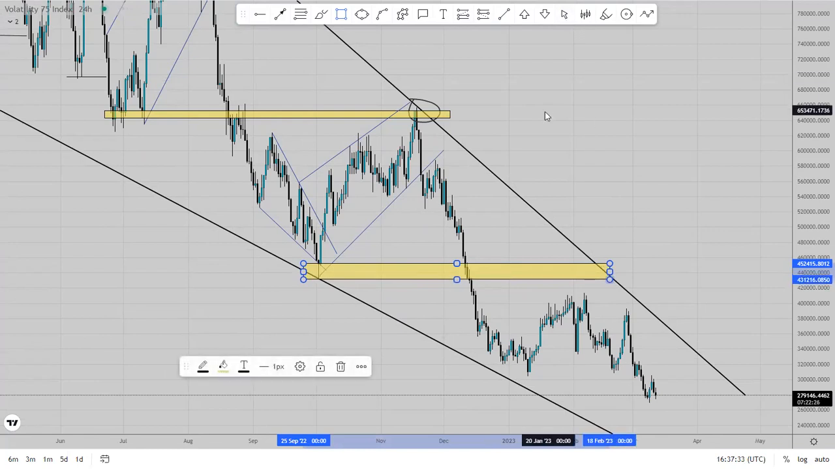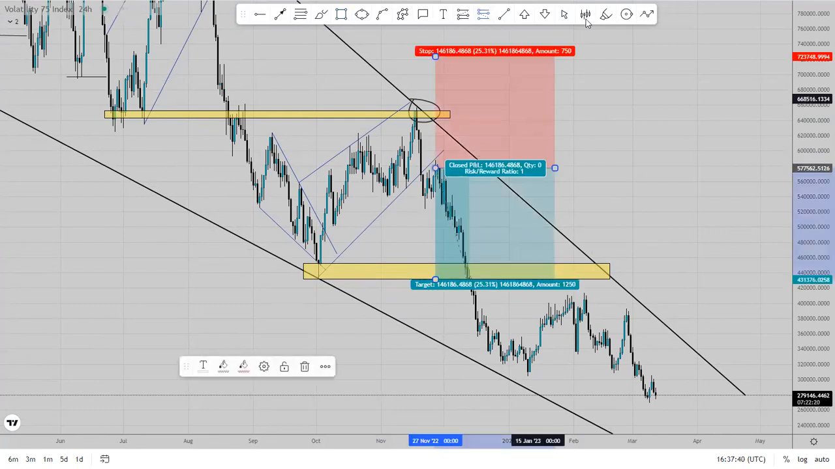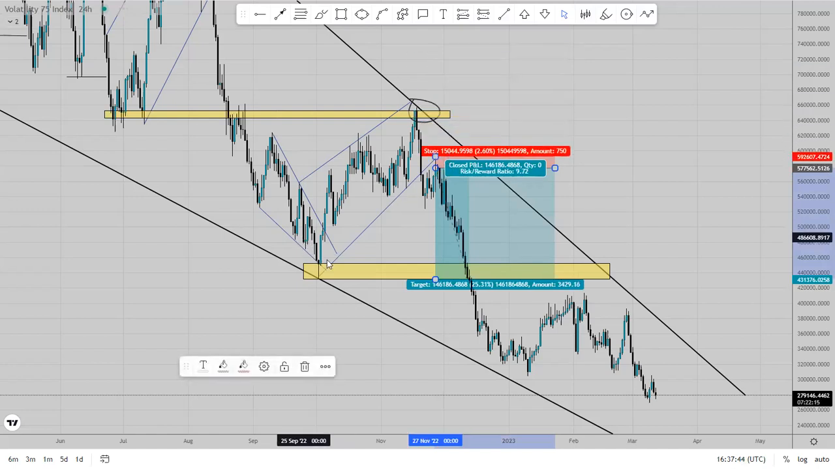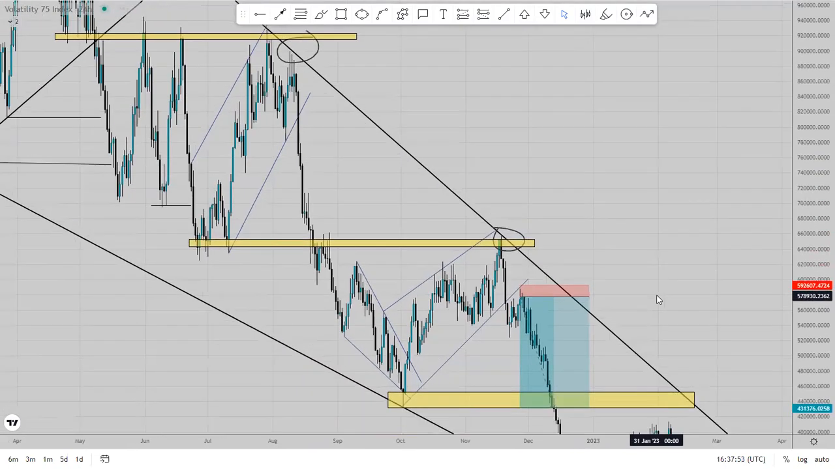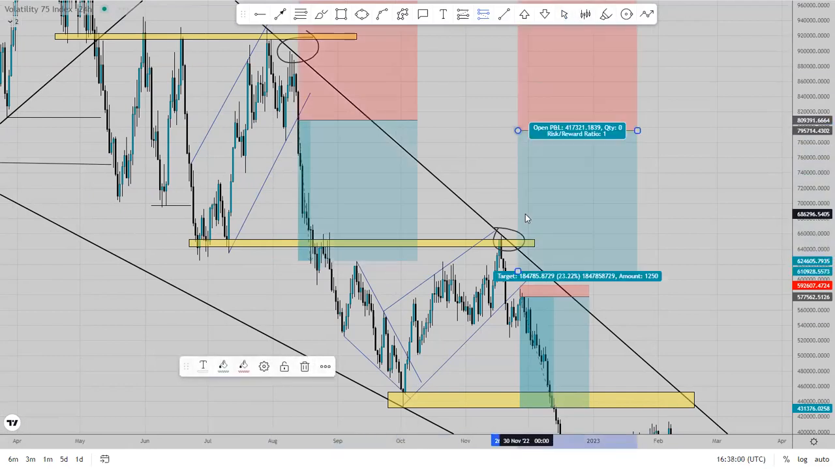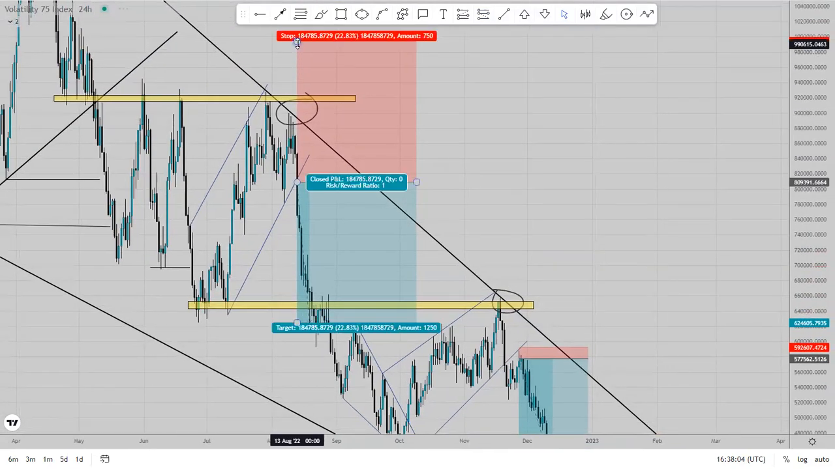So from this entry here, your major target was the previous swing low, which was this level here. From day to day, that was a trade that was actually worth taking. Same as here, after the break of the counter trend, you could have gotten that entry on a smaller time frame, whether it's 15 minutes, 30 minutes, 1 hour. You could have gotten that entry. You could have gotten this entry.